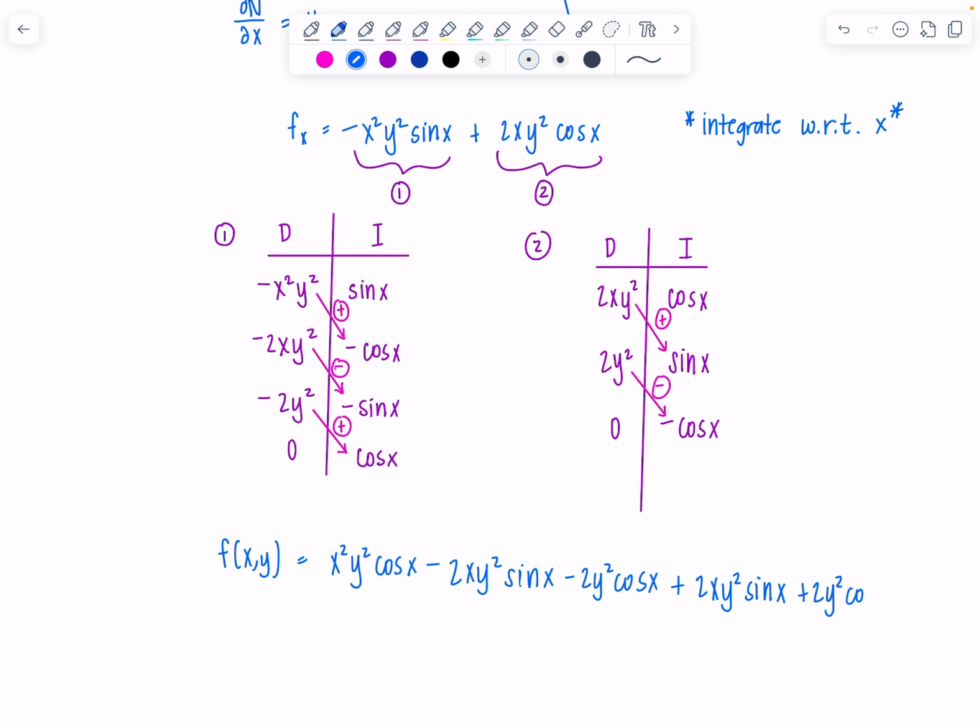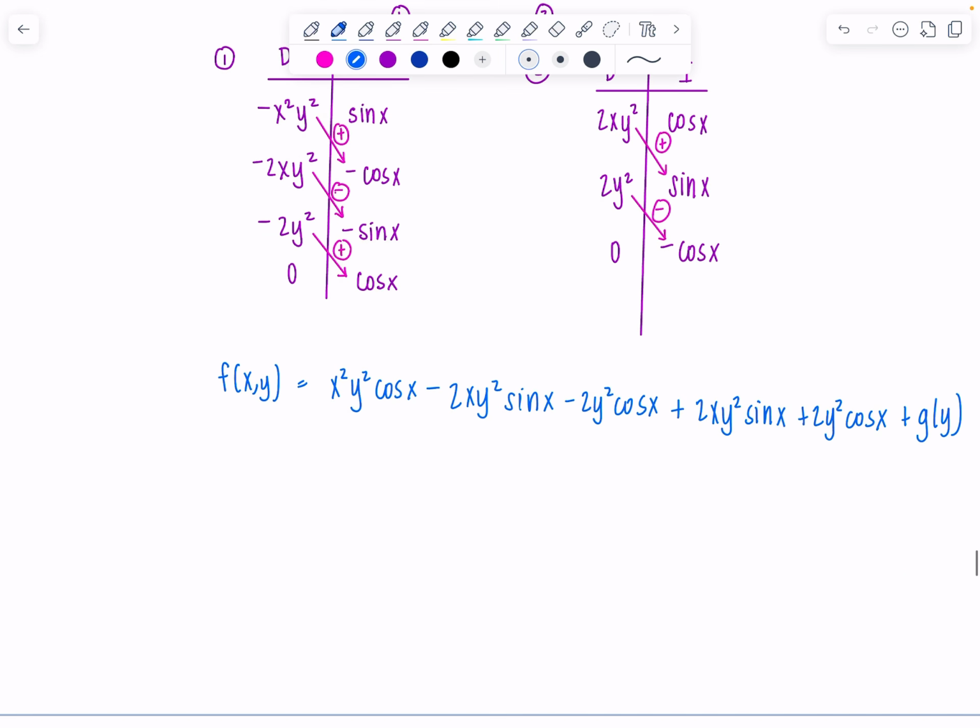2y squared cosine x. I just took antiderivative with respect to x, so I could possibly have some g of y floating around. Okay, let's look. What does this simplify to? It's a hot mess right now. But do you observe the beautiful cancellation? These are gone. Thank you. These are gone. Bravo. So we're just left with cute little x squared y squared cosine x plus g of y. Wow, wow, wow. Okay, now let's look at N.